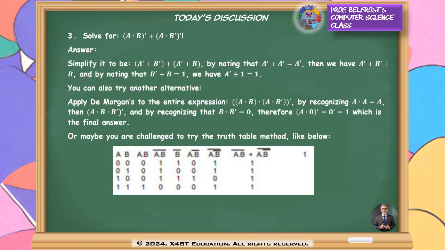Number 3, solve for this expression. So this is all about evaluating expressions. There are some ways you can make use of, as shown in the slide. All very basic properties. The first way, second way, and the third way is by utilizing the truth table method. Easy.